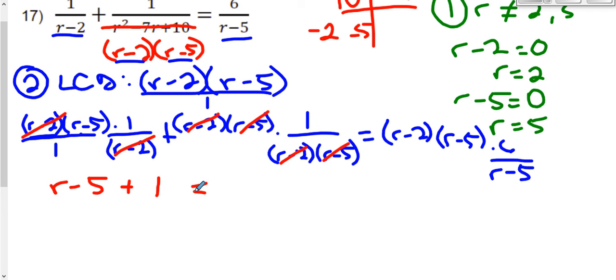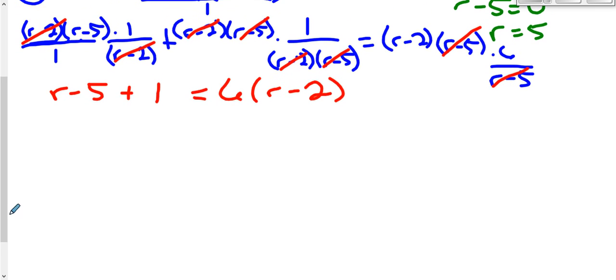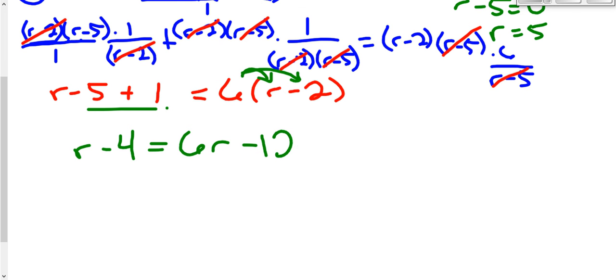On the right side of my fraction, I have an r minus 5 on top and bottom that can cancel, and all I have left is 6 times r minus 2. Now we've gotten rid of all of our fractions, which means we're ready to solve. In order to start solving, I will have to distribute all of my terms so I can combine. In this side, r minus 5 plus 1, I'm going to combine those already, so that's going to be r minus 4. And on the right, I'll end up with 6r minus 12.